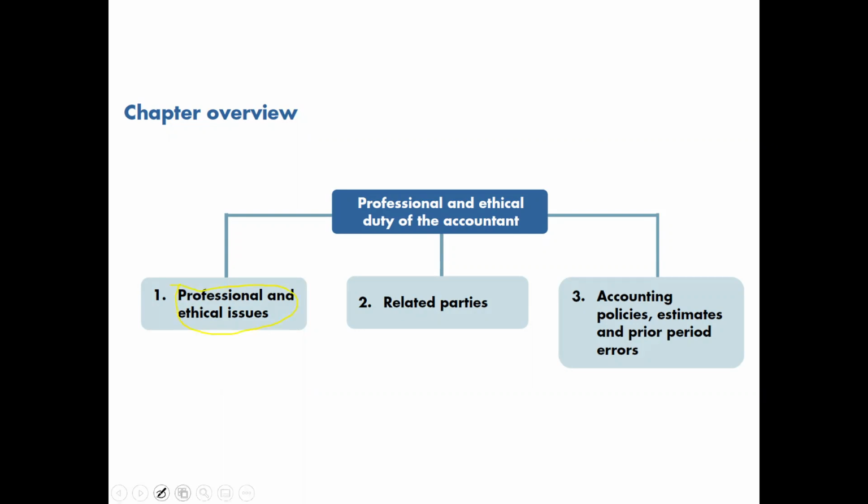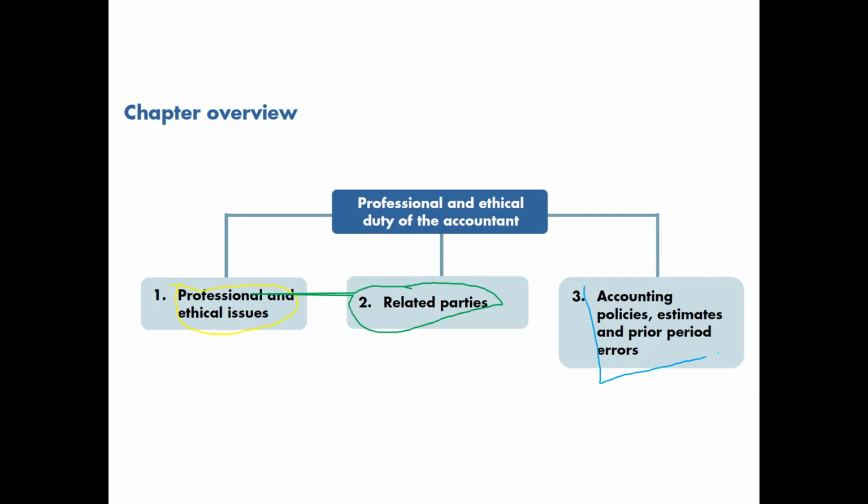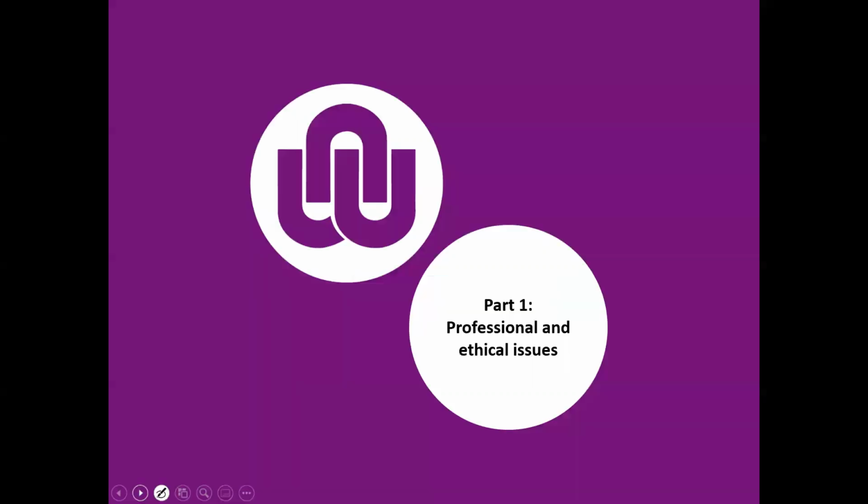Then we also have related parties. So sometimes they ask us related parties information. Why is it relevant? Why do we need to look at it? And then lastly, they also ask us some accounting policies, changes in estimates, and errors that we need to account for. So you need to make sure you understand all 3 of those different aspects.